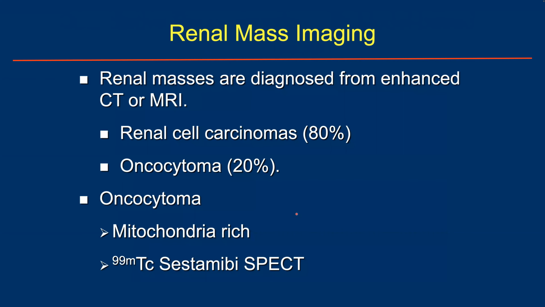Another example is renal mass imaging. Renal masses are usually diagnosed from enhanced CT/MRI studies of a patient. They are usually accidental findings. Among those renal masses, about 80% are renal cell carcinoma, which is malignant and needs to be surgically removed. And about 20% are benign, and about 15% of those are oncocytoma. Those are benign tumors. They don't need to be surgically removed.